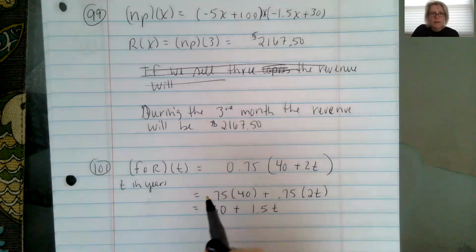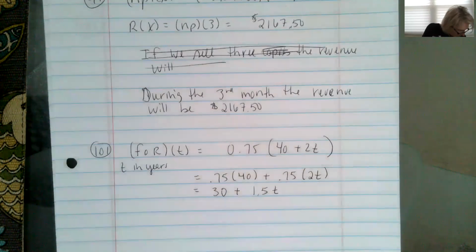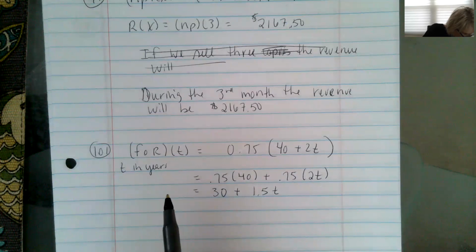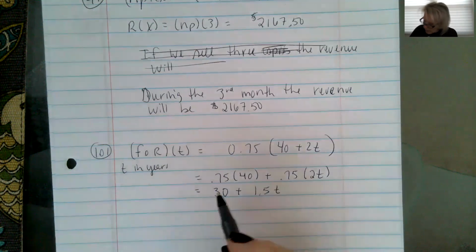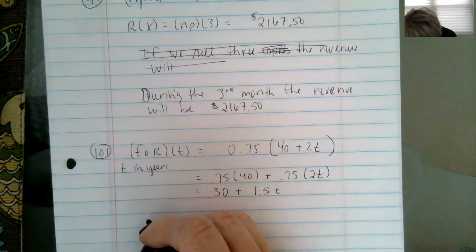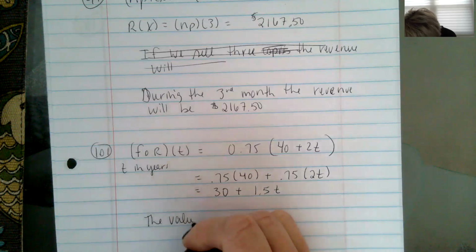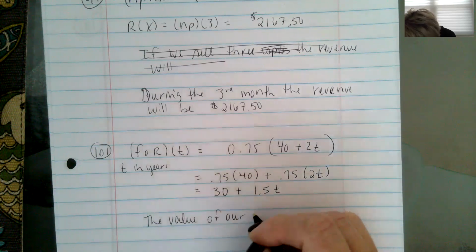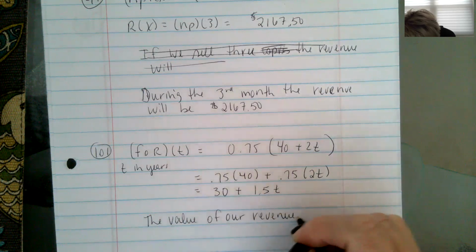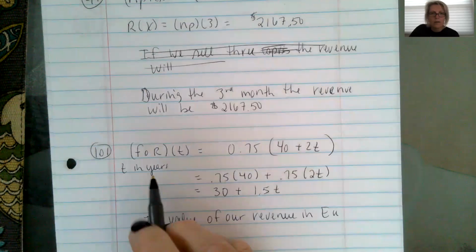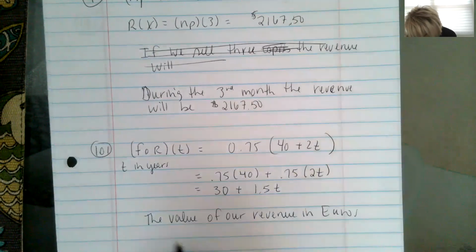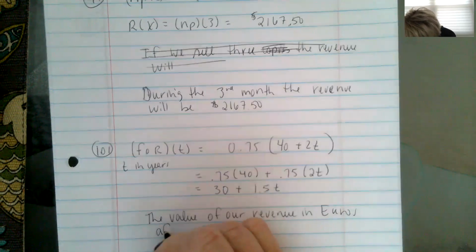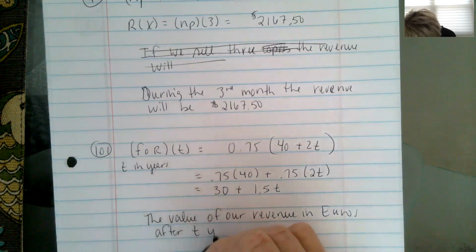And so this is going to be the euros. So this is going to be the value of our revenue in euros, because we took the exchange rate from US to euros. So it's the value of our revenue, because that's our R function, the value of our revenue in euros after T years.